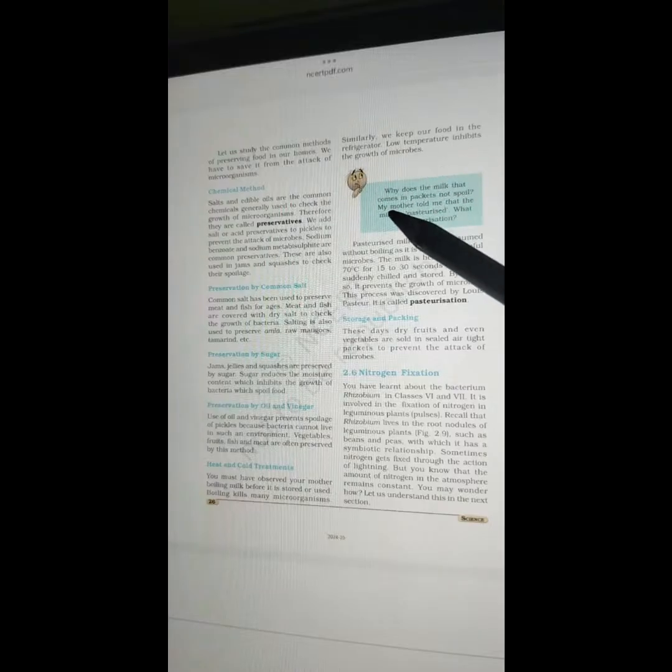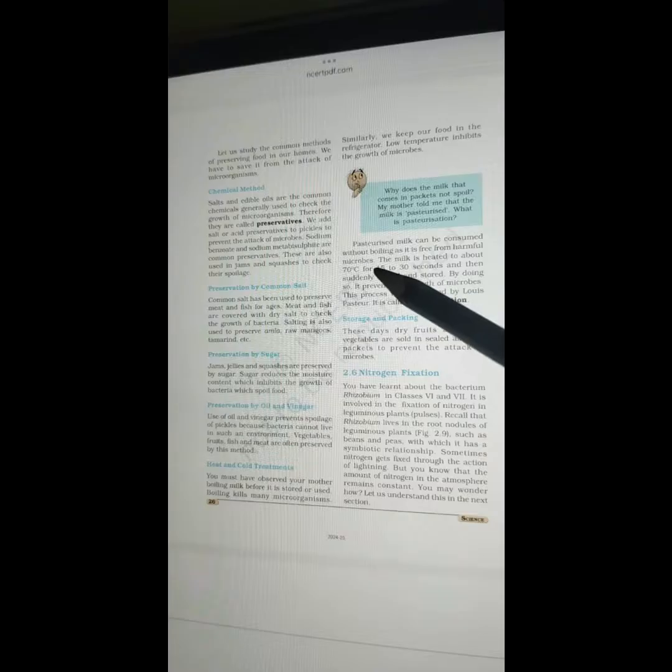Why does the milk that comes in packets not spoil? My mother told me that the milk is pasteurized. What is pasteurization? Pasteurized milk can be consumed without boiling as it is free from harmful microbes.